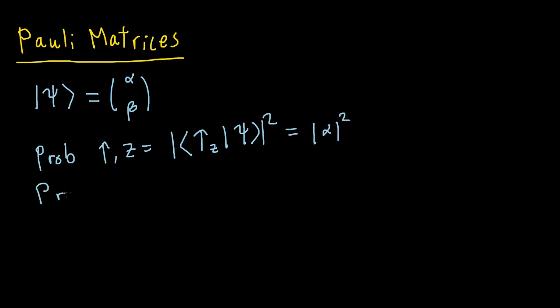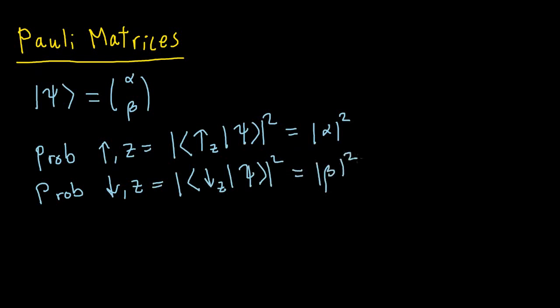We also know that the probability of measuring the spin down state along the z-axis is just equal to the absolute value of the inner product of the spin down state along the z-axis with psi squared, which is just equal to beta squared. Now, let's say that if the experimenter were to measure the electron in the spin up state, they were to say that that electron had a spin of +1, and if they measured it in the spin down state, they were to say that the electron had a spin of -1.